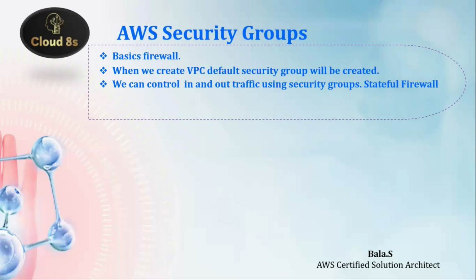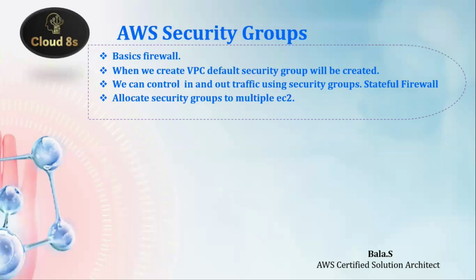In the AWS perspective, security groups are stateful. That means when we enable a port for inbound, that will be applicable for outbound also. No need to enable it separately for the outbound. The same way, if you enable any port for outbound, that will automatically be allowed for the inbound also.